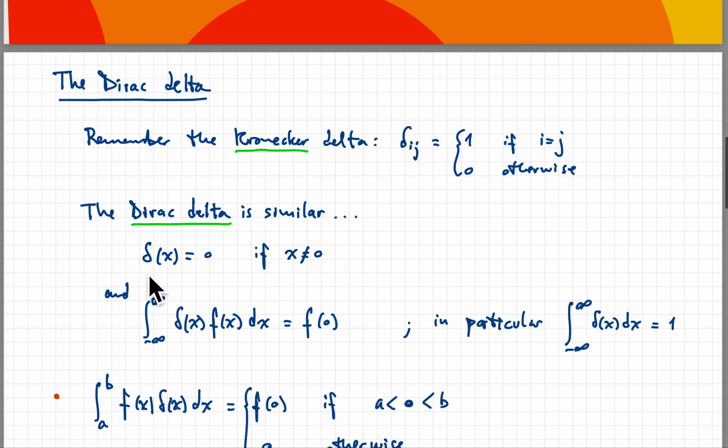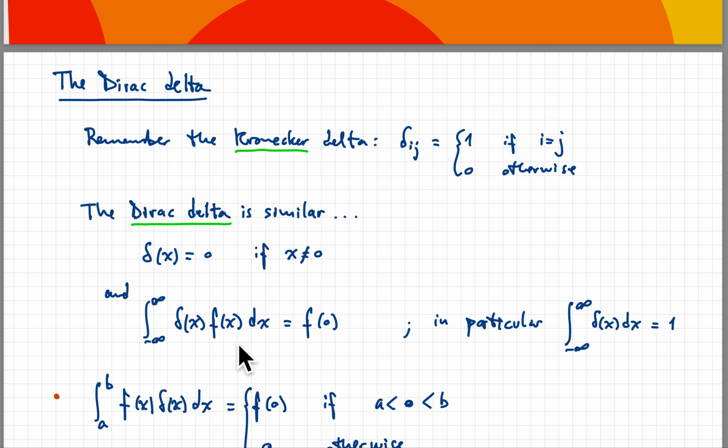And the Dirac delta is similar in a way. The Dirac delta is an object that is a function of a continuous variable now, and it's defined such that delta of x is 0 if x is non-zero. So it's basically 0 everywhere except at 0, and at 0 it is not defined. It's actually given by this type of equation. The integral from minus infinity to infinity of delta of x times f of x dx is equal to f of 0 for a sufficiently well-behaved function f of x. And let's say that f of x is just a continuous function. That's a continuous function for the purposes of this series of videos.